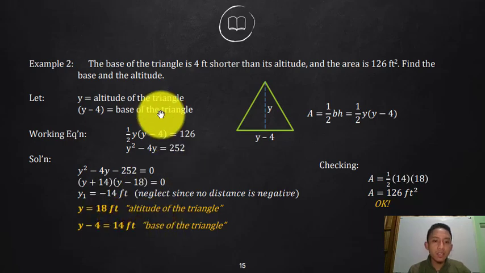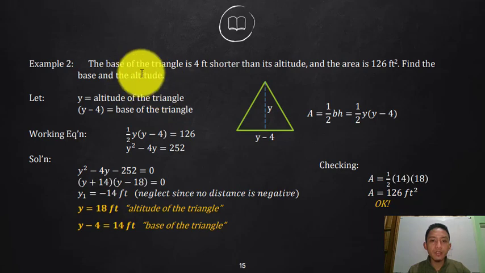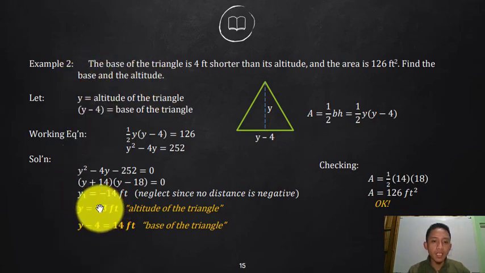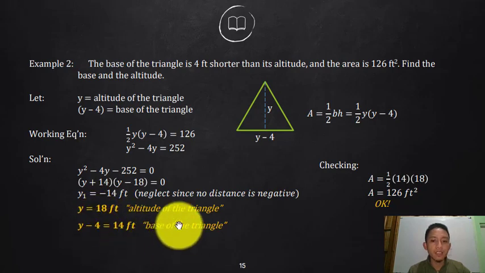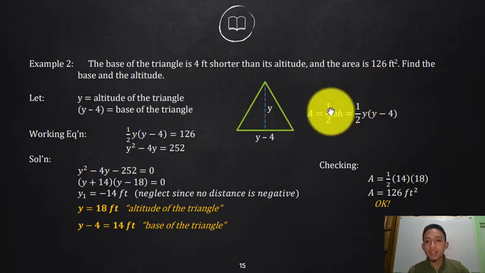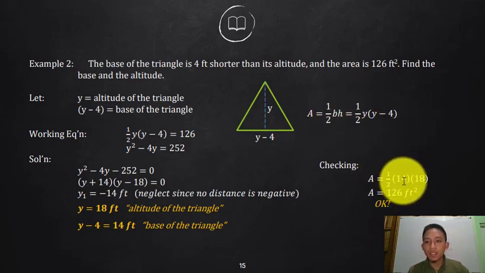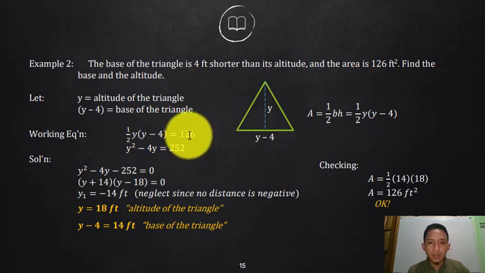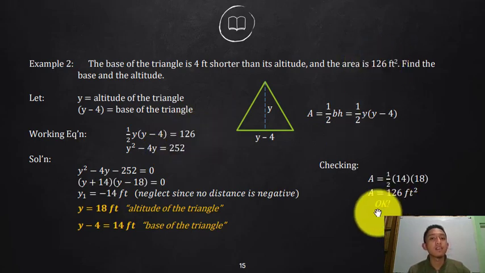And what is that y? That is your altitude. And then what do we need again? We need to solve also your base, which is y minus 4. So y minus 4, 18 minus 4 is 14 feet. That is your base of the triangle. Okay, you can now check that one. It says there that the area is 1/2 base times height. So 1/2 base is 14, height is 18. So multiply that one, that is 126 feet squared. Then we are correct. Okay, we are correct.